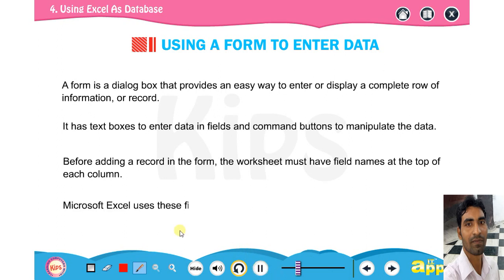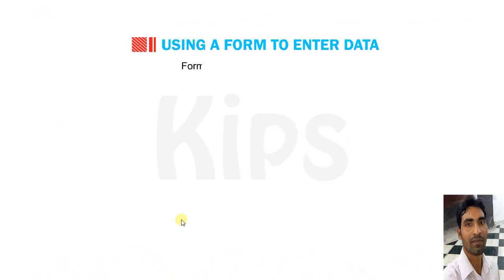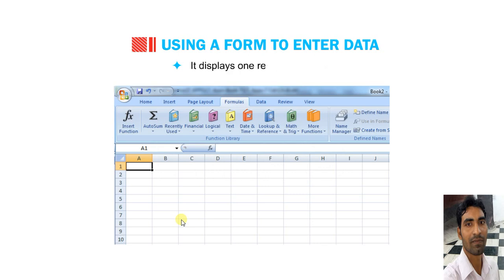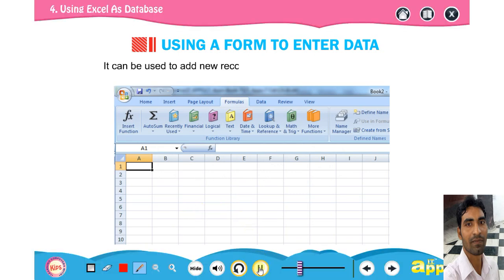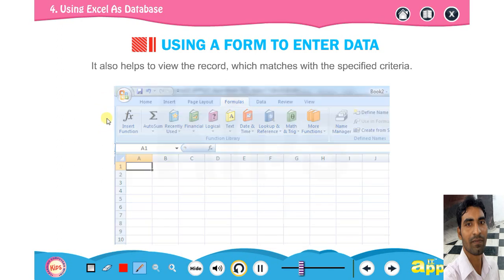Microsoft Excel uses these field names to enter records in a form. Form has the following features. It displays one record at a time. It can be used to add new records and change the existing records. Any record can be deleted. It also helps to view the record, which matches with the specified criteria.